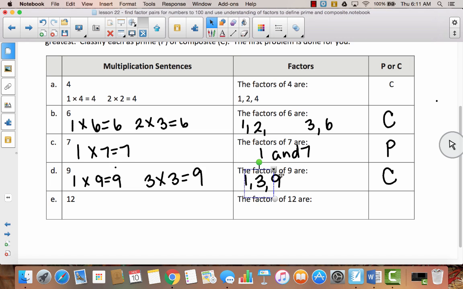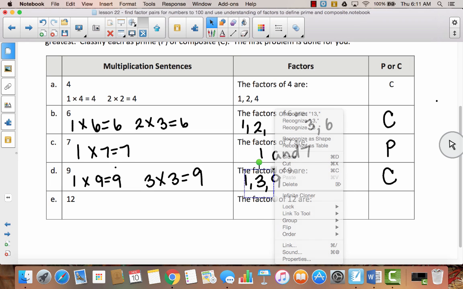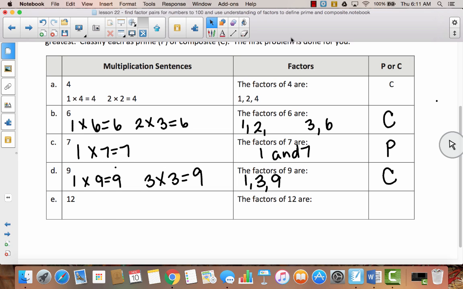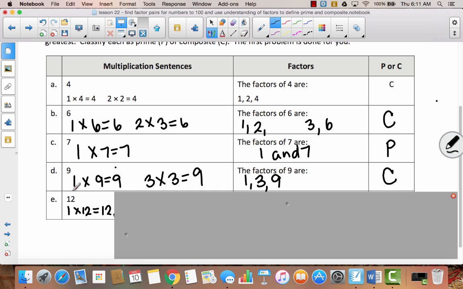All right, so I want you to try to do 12 all by yourself, and then let's come back and check together. Okay, so let's see if you found them all. All right, so first of all, you know that 1 times 12 is a factor pair. So that means that the only other factors of 12 have to come between 1 and 12.